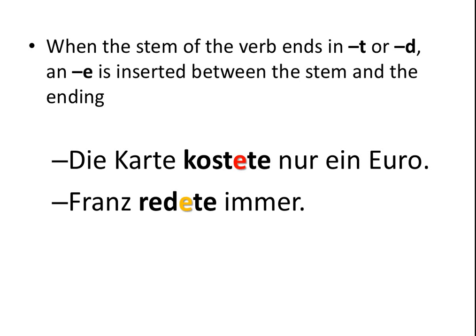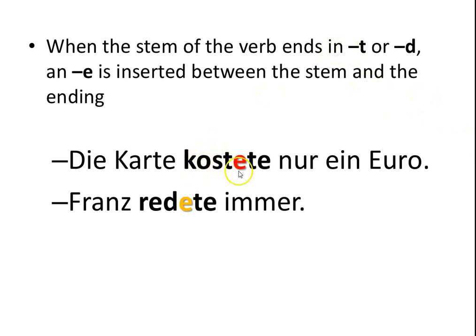So what happens if our base or stem ends in those tricky T's or D's? Well, that's when we add a buffer E. Ends in a T or a D, add a buffer E. Three times the charm should be ingrained in your brain.